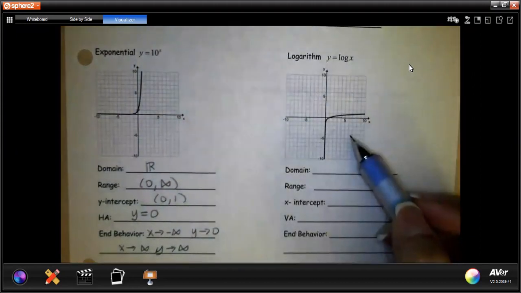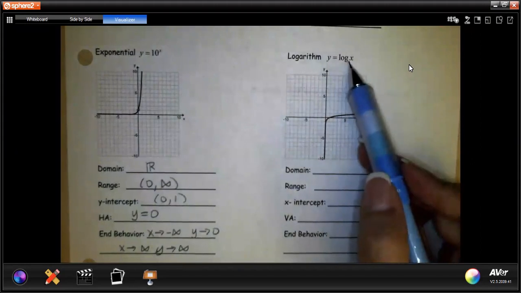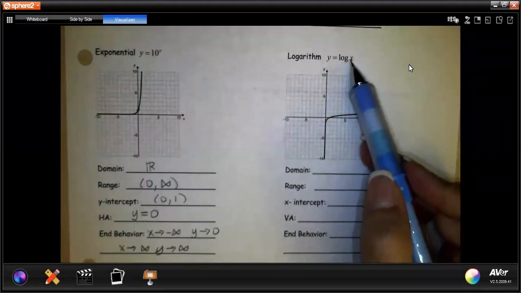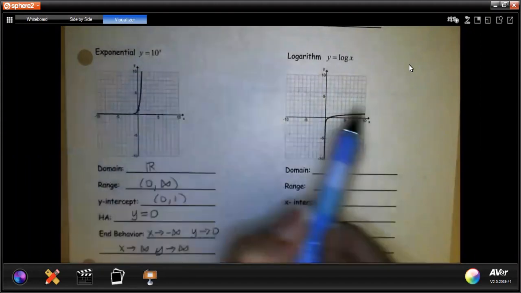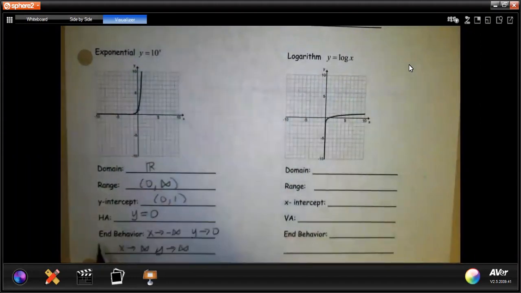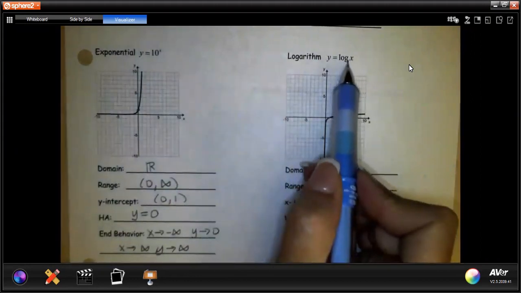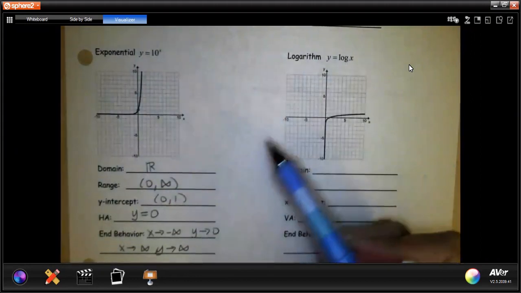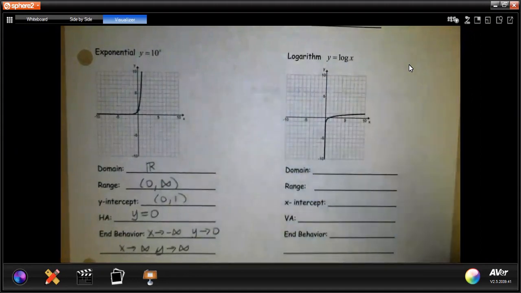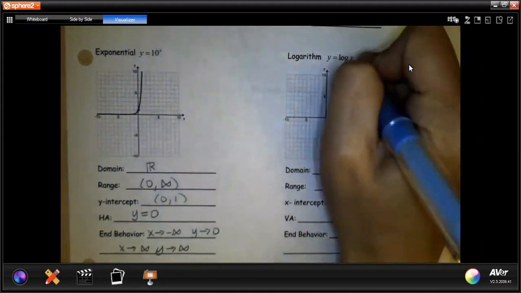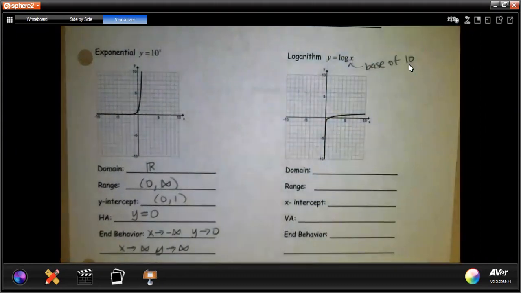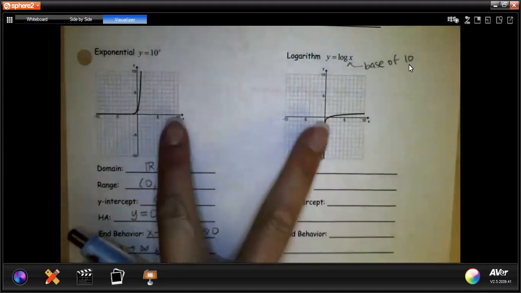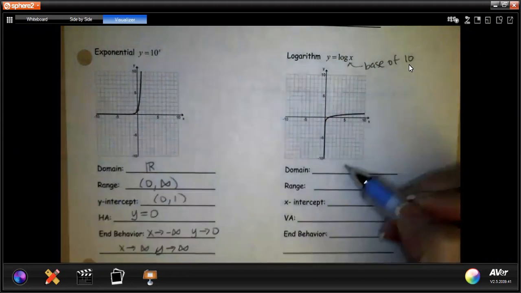Now we're going to look at the log that's graphed here. So this is a log. It has no base written right here, so this is called the common log, and it has a base of 10. So these two right here are inverses of each other. When there is no number written there, it is a 10. So this is the common log with a base of 10. I'll go ahead and write that out to the side. That is a base of 10 when there is no number written there. So these two right here are inverses of each other, and we want to look at its graph.